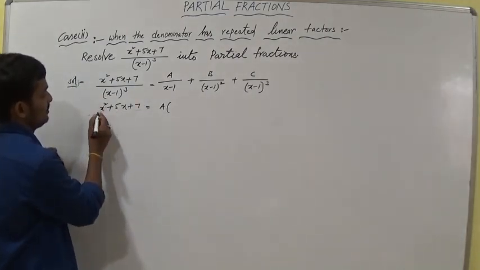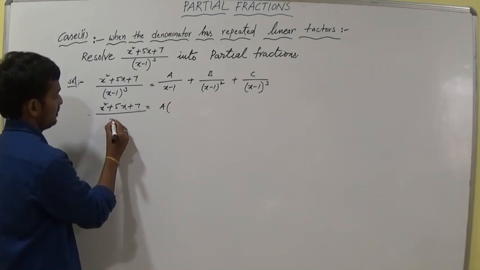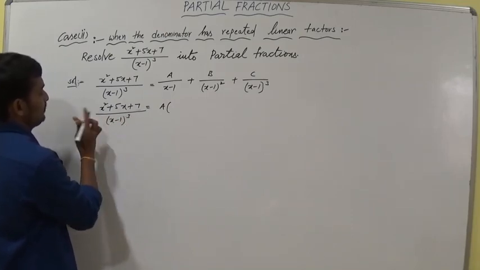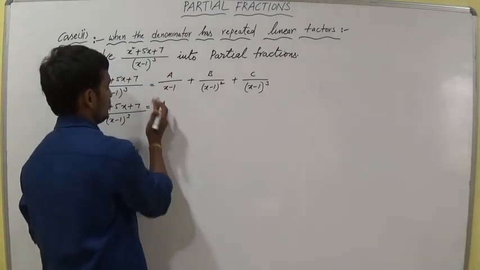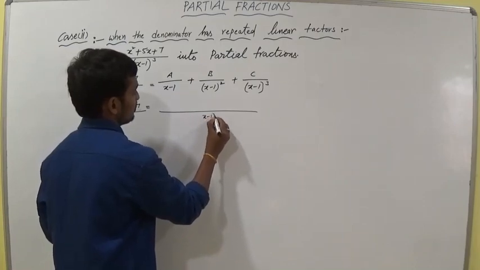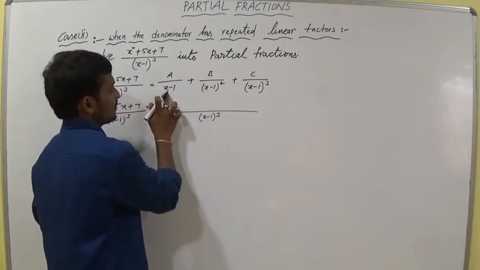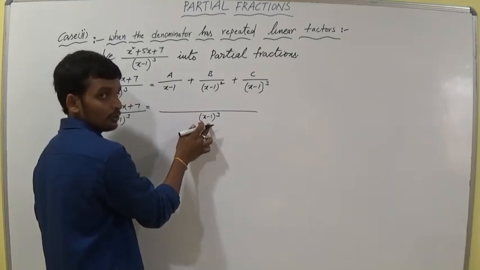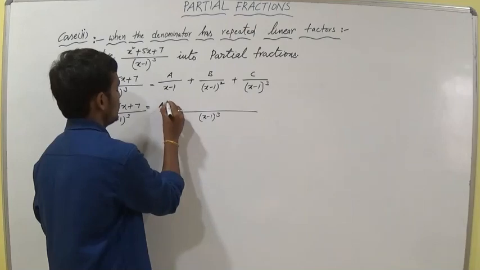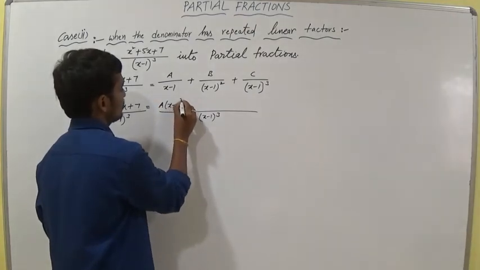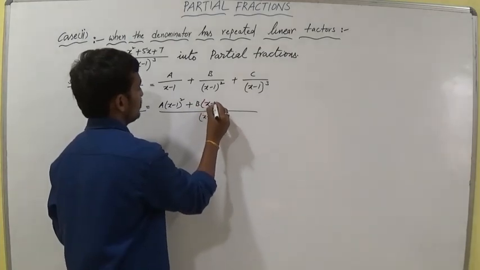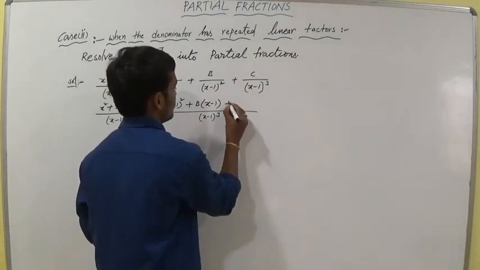x minus 1 whole cube is equal to, the LCM is x minus 1 whole cube. x minus 1 cancels with x minus 1 whole cube. How many times? x minus 1 whole square times. So a into x minus 1 whole square plus b into x minus 1 plus c.